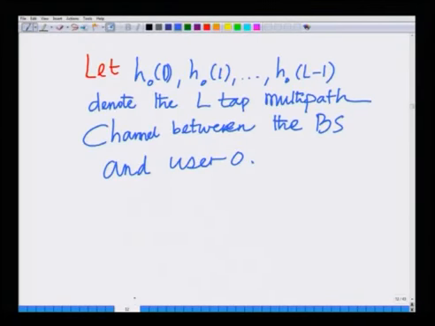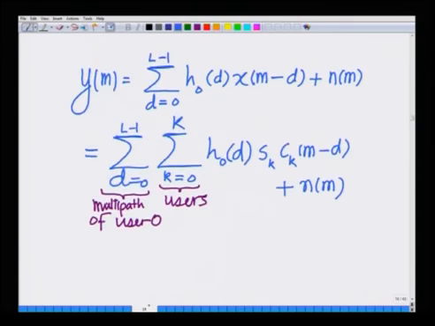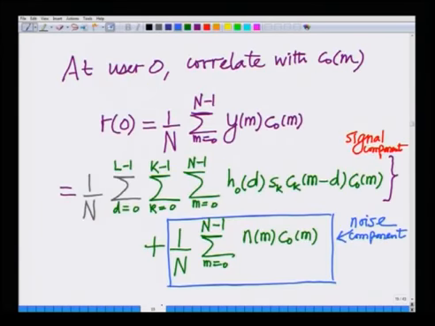We said a frequency selective channel is characterized by channel taps h0, h1, up to h L minus 1. This is like an L tap filter, similar to what we had seen in the case of the rake receiver. And finally, we said that the received signal model is given by the expression that we have seen here.